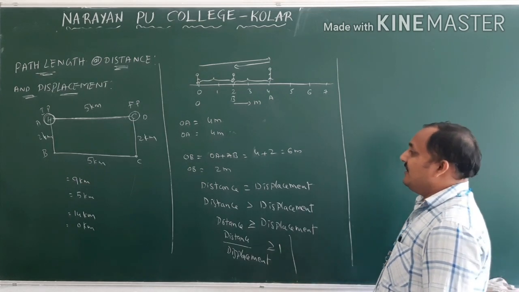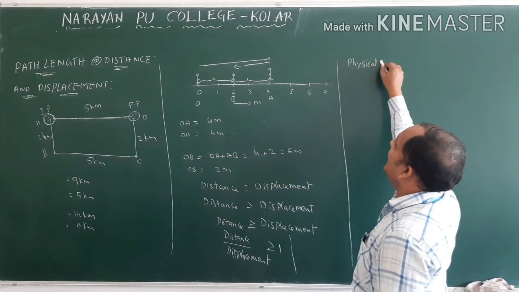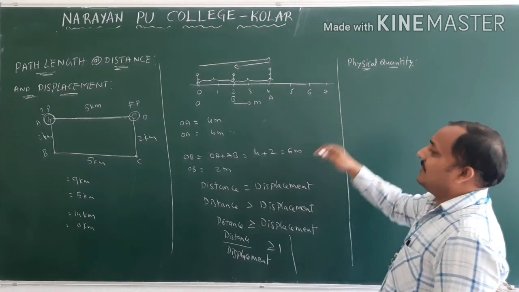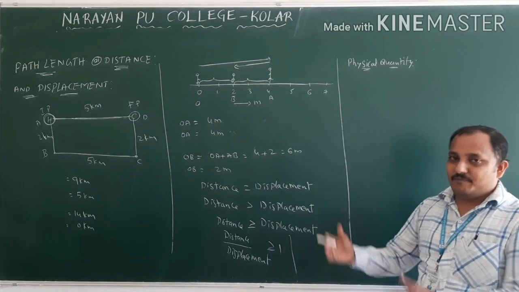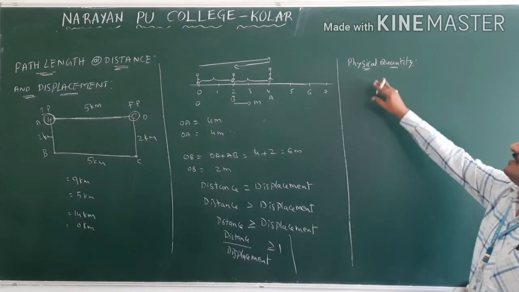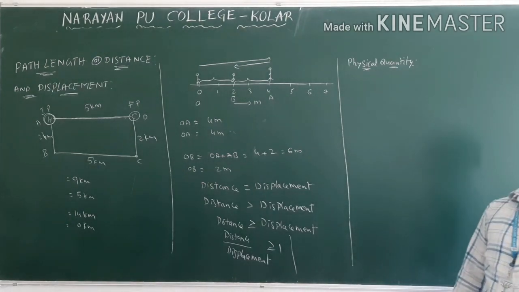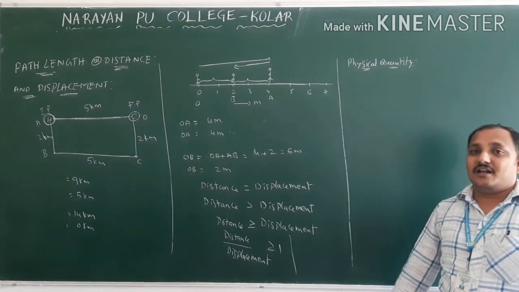What is meant by physical quantity first? Actually you will be having one lesson, vectors and scalars, but here we want to know whether distance is a vector or scalar. To know that, from basics you should come to know what a physical quantity is. Any quantity that can be measured is called a physical quantity.